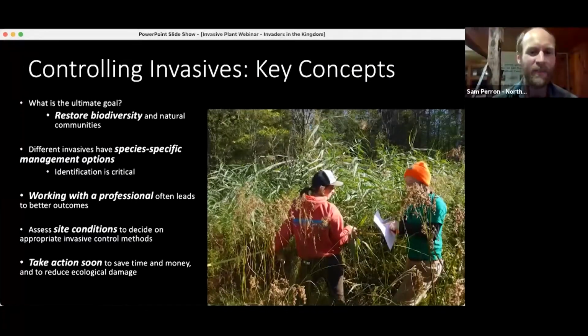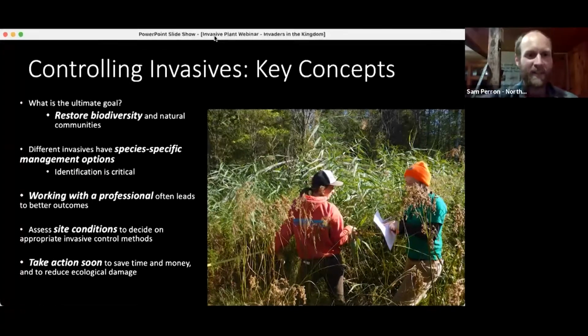Okay, thanks, Emily. So for this part, I'm going to review some of the strategies and specific methods you might use for controlling invasive plants if you've identified a problem and identified some plants. I'm going to start off with some key concepts that hopefully are relevant almost anywhere that you're working and with almost any species. So a few things to keep in mind. And some of these Dan and Emily mentioned already.